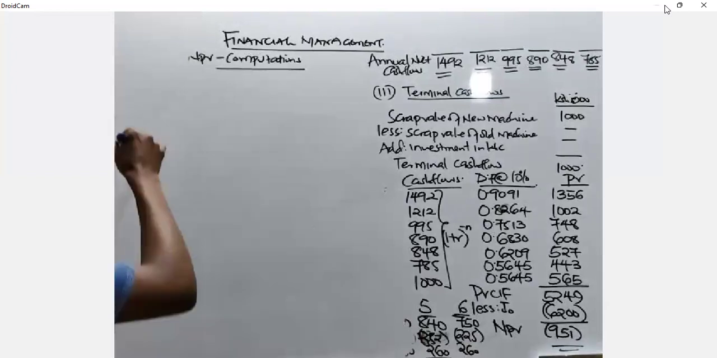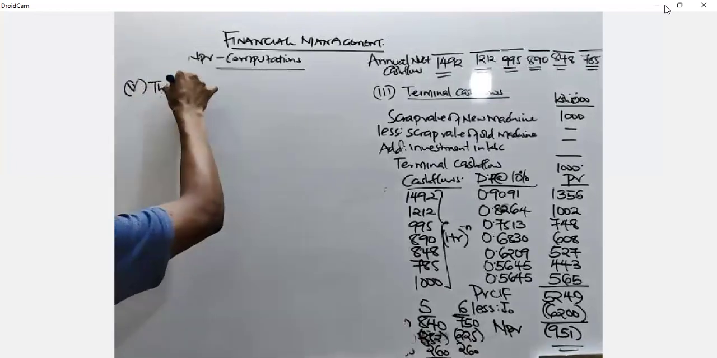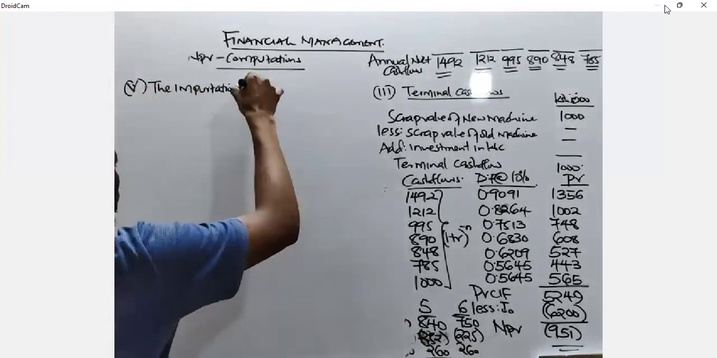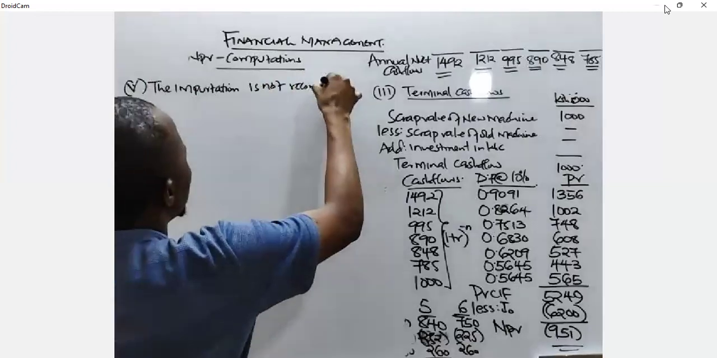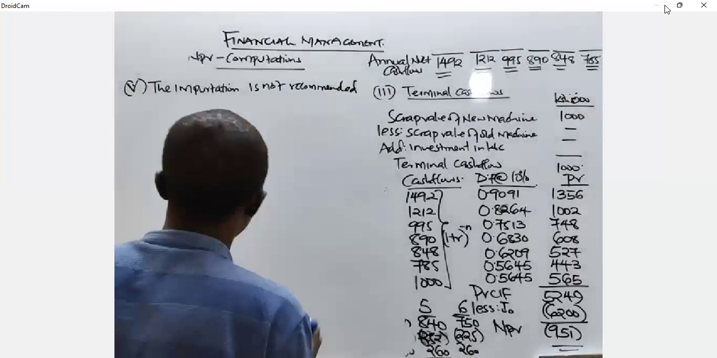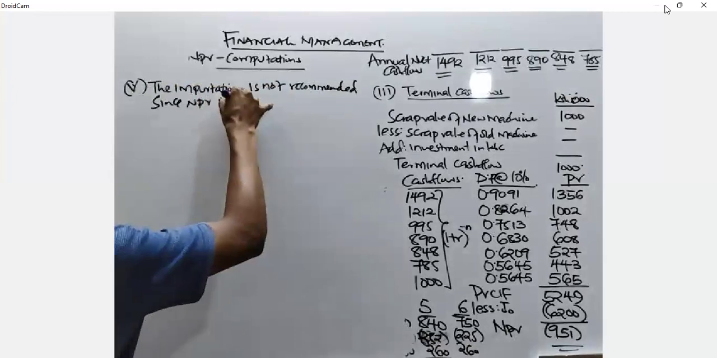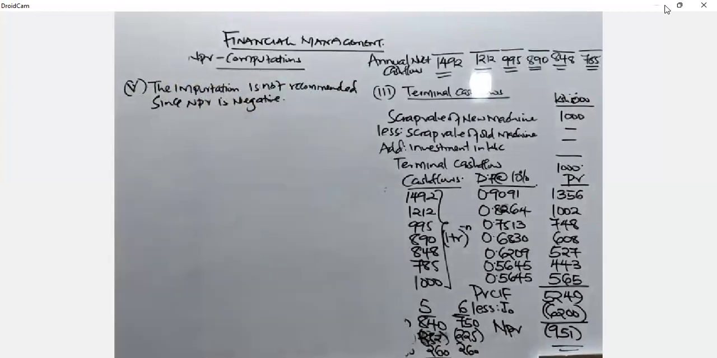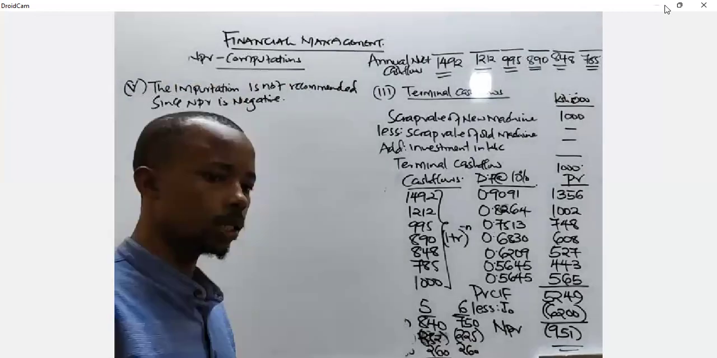I think it should be number 5. We say the importation is not recommended since NPV is negative. The importation is not recommended since your NPV is negative.